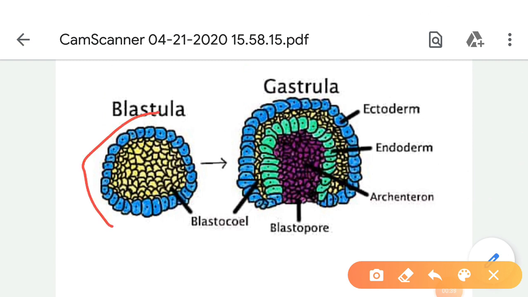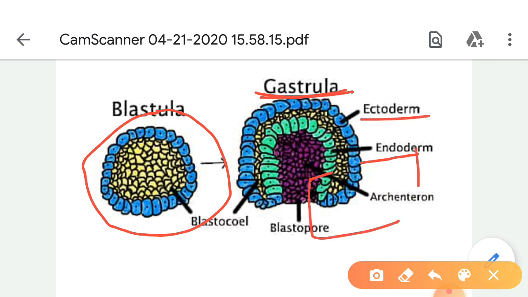Here we can see the blastula. It is present with a single layer of cells, and it is converted into the double layered gastrula. So here we can see two layers. The first one is the ectoderm, and the inner one is the endoderm. This is the double layered embryonic stage called gastrula.